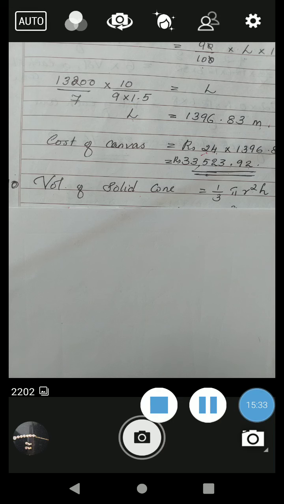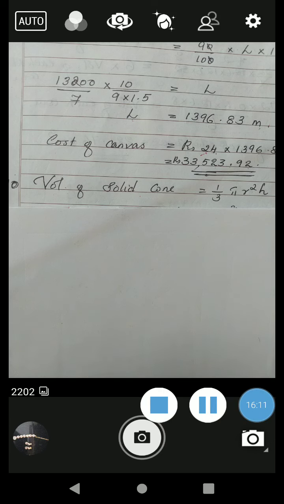Question 9 is homework. Now the 10th one. A solid cone of height 8 cm and base radius 6 cm is melted and recast into identical cones, each of height 2 cm and diameter 1 cm. Find the number of cones formed. Okay, a solid cone, the big cone, is melted and recast into some identical cones, and the height and base radius of both the big cone and the smaller cones are given. We want to find the number of cones formed.